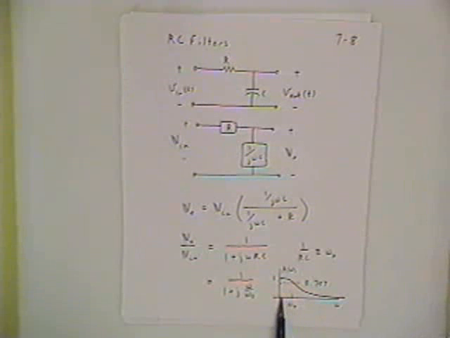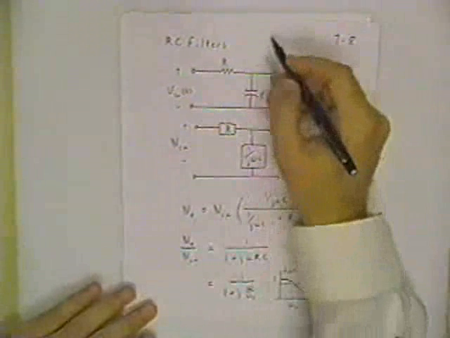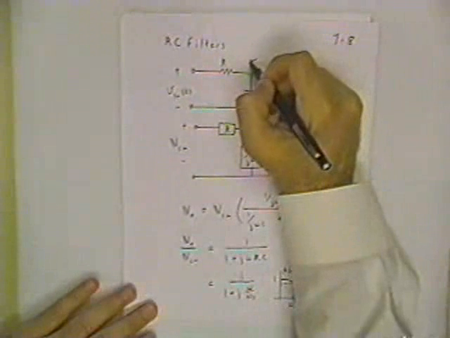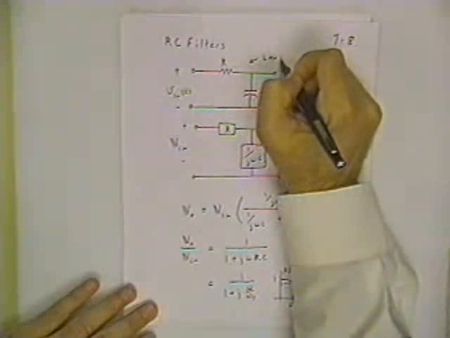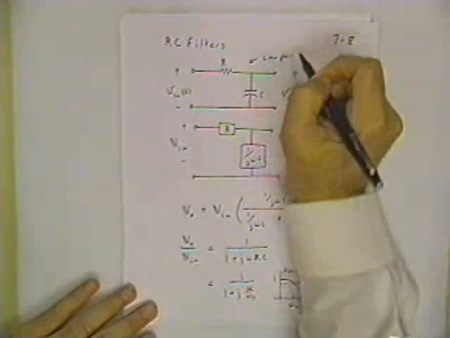For frequencies much lower than omega naught, we've got a lot of transmission through to the output. For frequencies that are very large compared to omega naught, we've got no output. So what we can do is come back here now and label this as a low-pass RC filter.